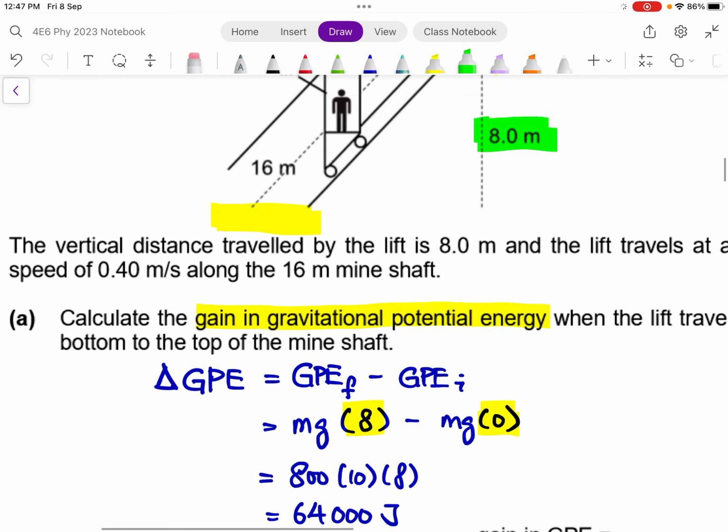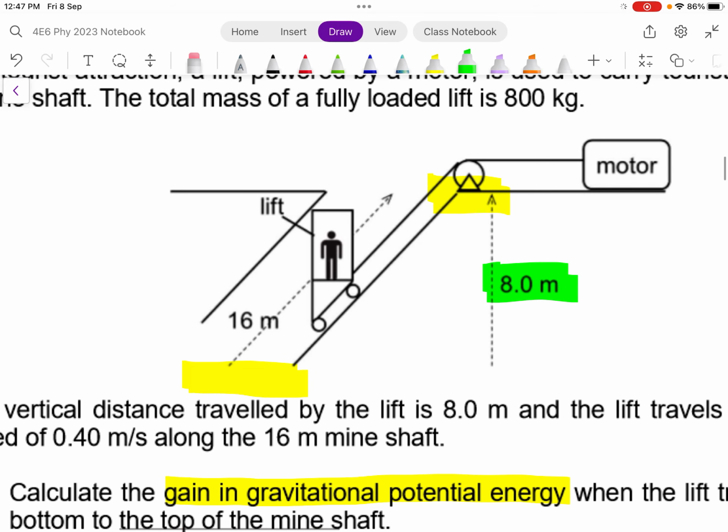Now, if you think about this, when the lift goes up, it gains 64,000 joules. Where does this 64,000 joule come from? Is it within the same lift system? No, right? This gain in GPE has to be supplied by an external source. And the only external source over here is the motor. So it means that the gain of GPE by the lift has to come from the motor.